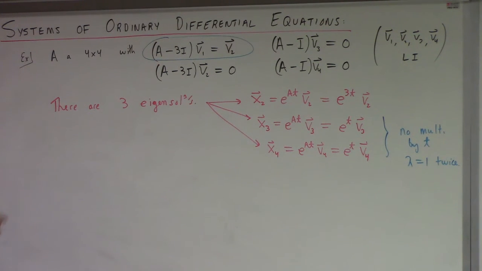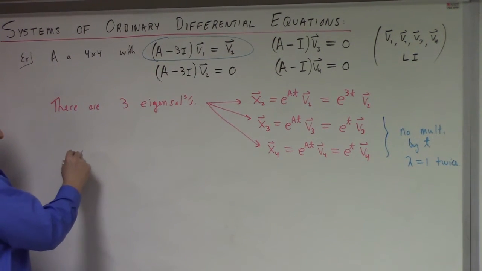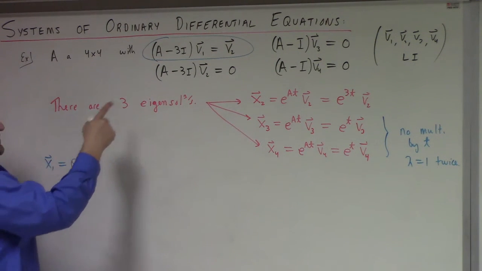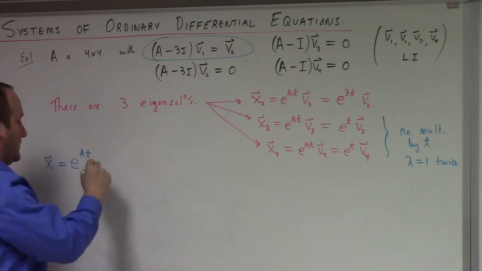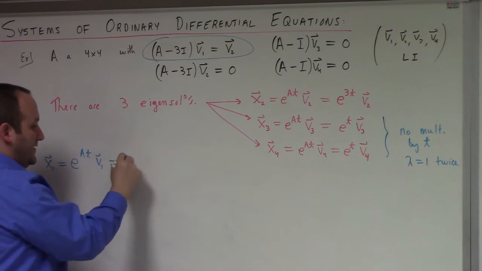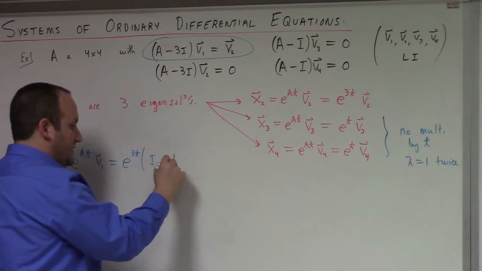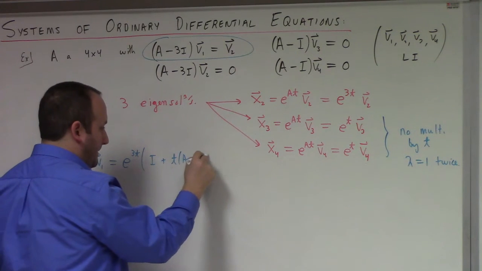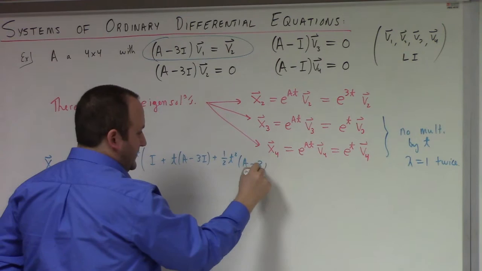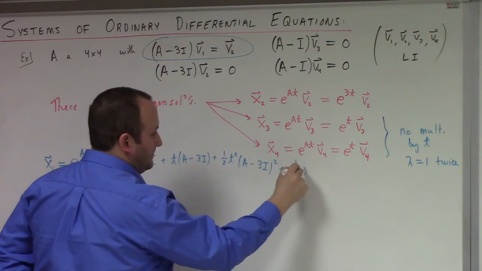Now, for this one, what I've got to do is take e to the At times v1. I'm going to call that x1, why not. So this would be e to the 3t, magic formula: the identity plus t times (A minus 3I) plus 1/2 t squared (A minus 3I) squared plus dot dot dot, multiplied by v1, right?